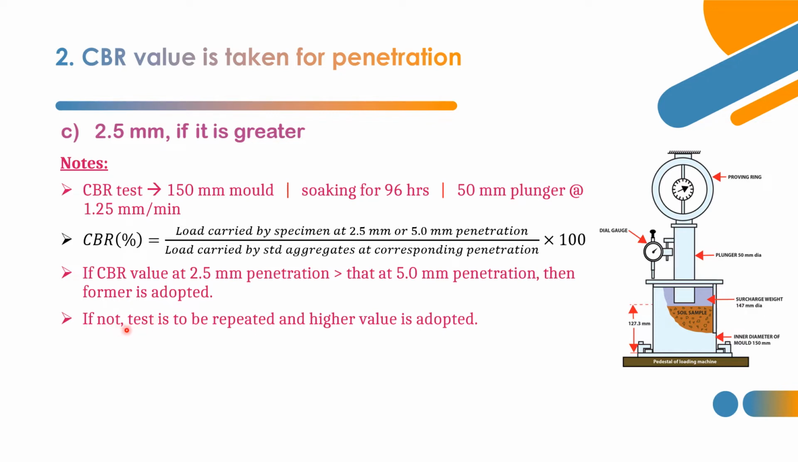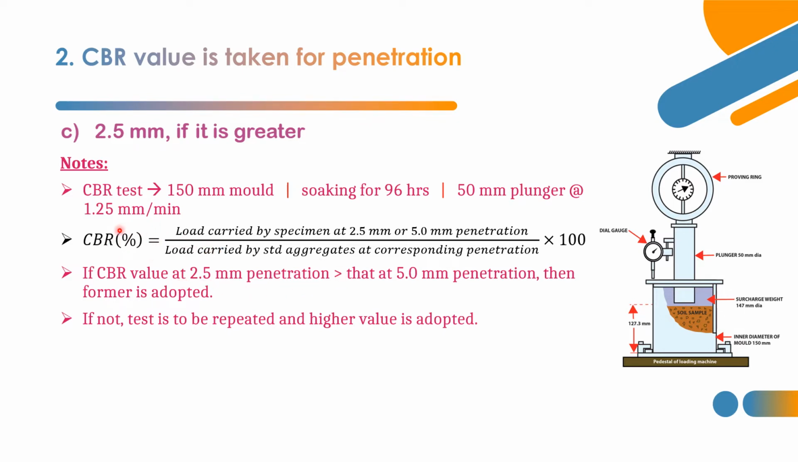If CBR value at 2.5 mm penetration is less than that of 5 mm, then the test has to be repeated, and next we have to adopt the higher value. If the higher value comes for 5 mm penetration for that condition, then that has to be adopted. But basically, in general, CBR value at 2.5 mm penetration will be greater than 5 mm. So CBR value at 2.5 mm penetration will be taken.